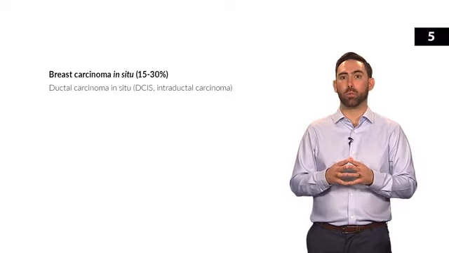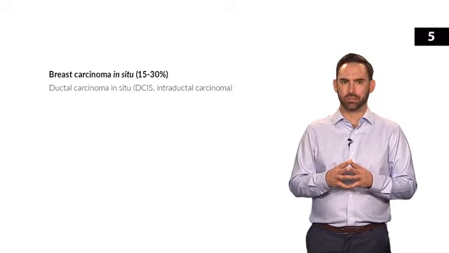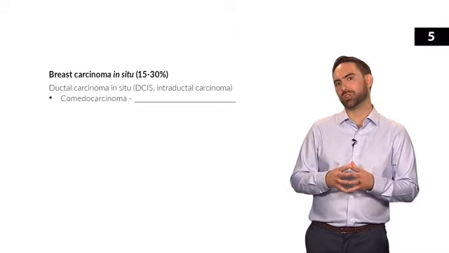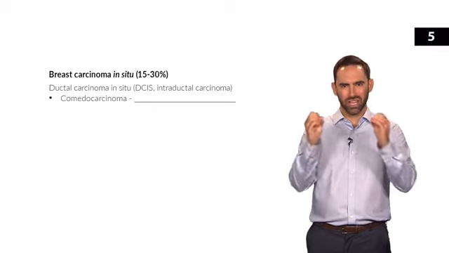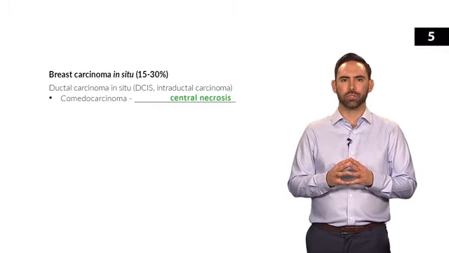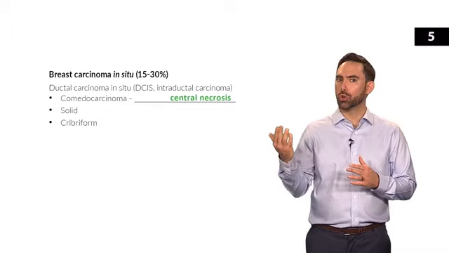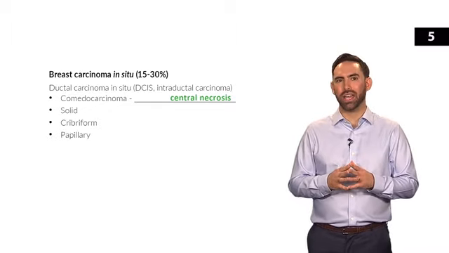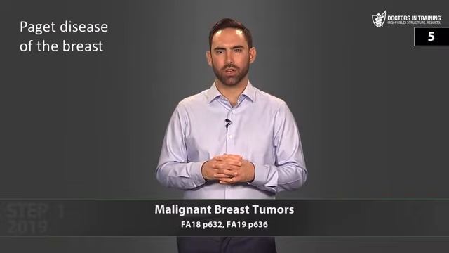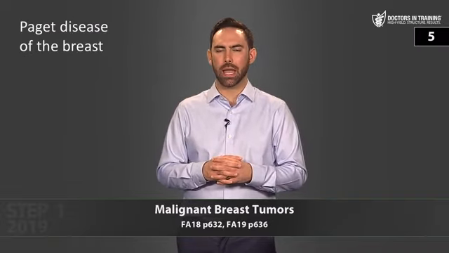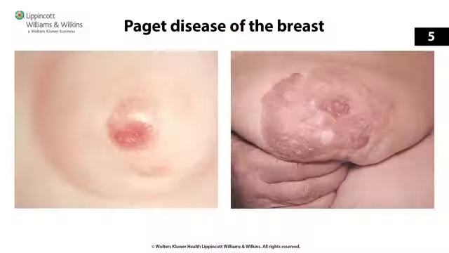There are 5 different morphologic subtypes of DCIS. The first of these is comedocarcinoma, which is characterized by central necrosis. After that, you have solid, cribriform, papillary, and micropapillary. There's also something called Paget disease of the breast, which is technically not a subtype of ductal carcinoma in situ, but it's a way that DCIS can present. With Paget disease, you see eczema-like patches on the nipple and areola, which suggests an underlying carcinoma.